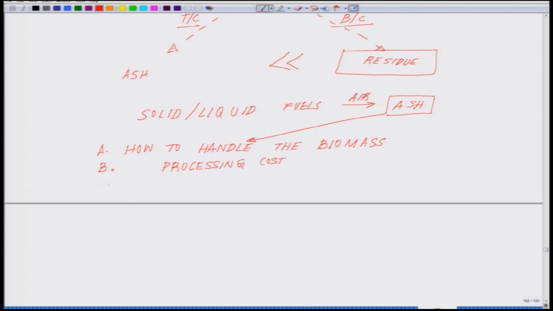And the third important parameter it will decide is biomass to energy conversion efficiency. Okay. These are the three important things: efficiency, which will be dictated depending on the ash content.